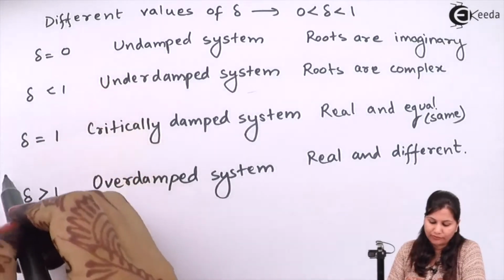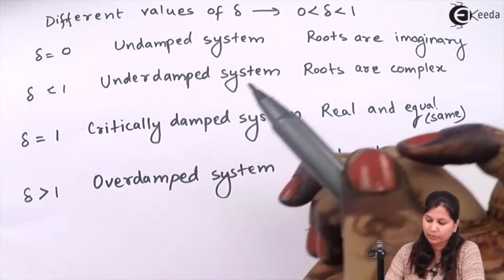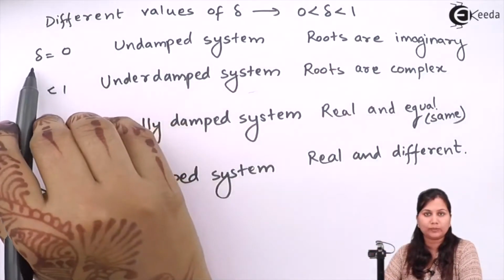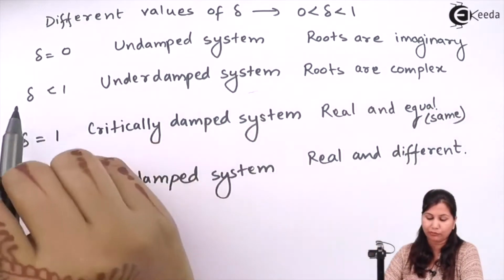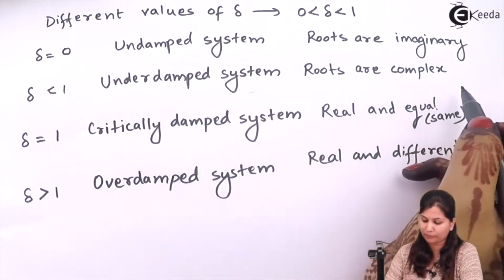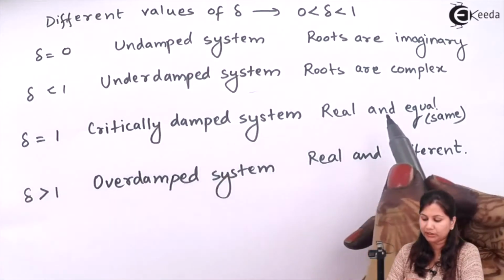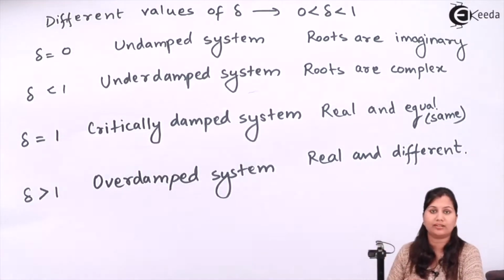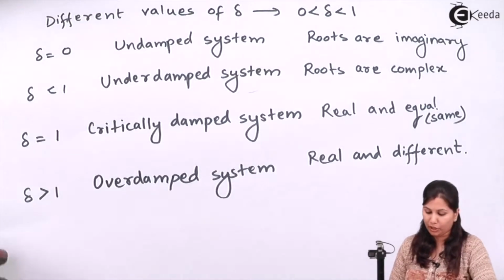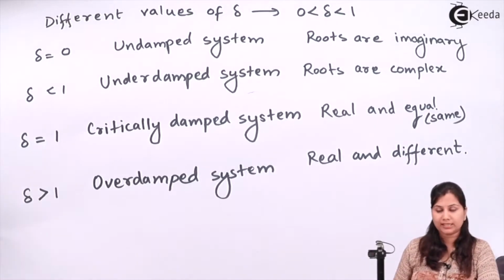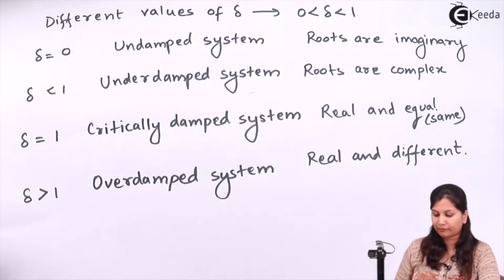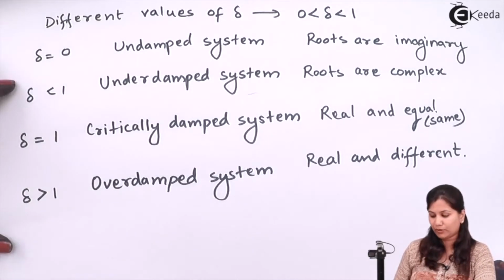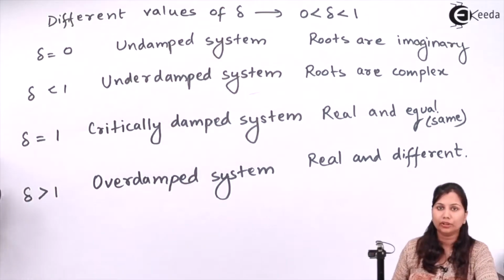So for these four values of del, we have got the location of roots. For del equals to 0, the roots are imaginary. For del less than 1, the roots are complex. For del equals to 1, the roots are real and equal. And for del greater than 1, the roots are real, but they are different. So you have to remember these things: whenever you have the values of del, what will be the location of roots.